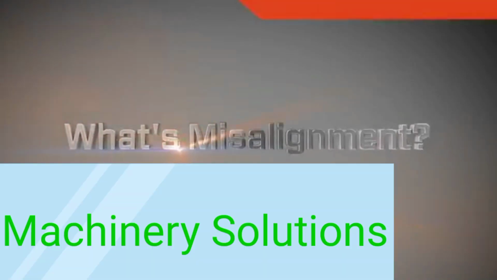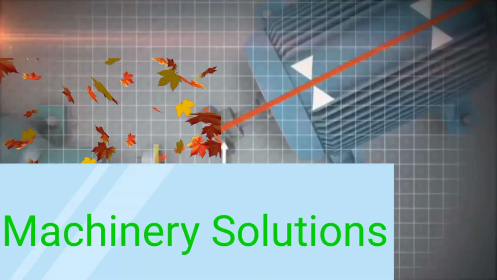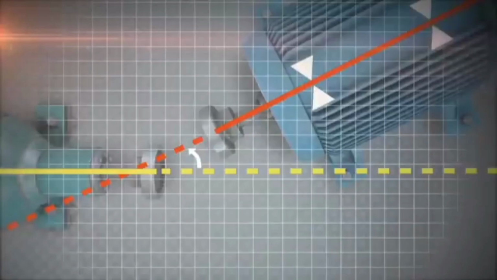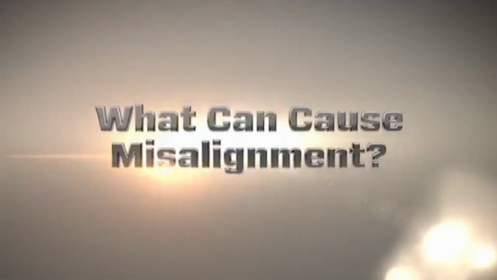What is misalignment? Misalignment means you have too much offset and angularity between two shaft center lines of rotation. What can cause machine misalignment?